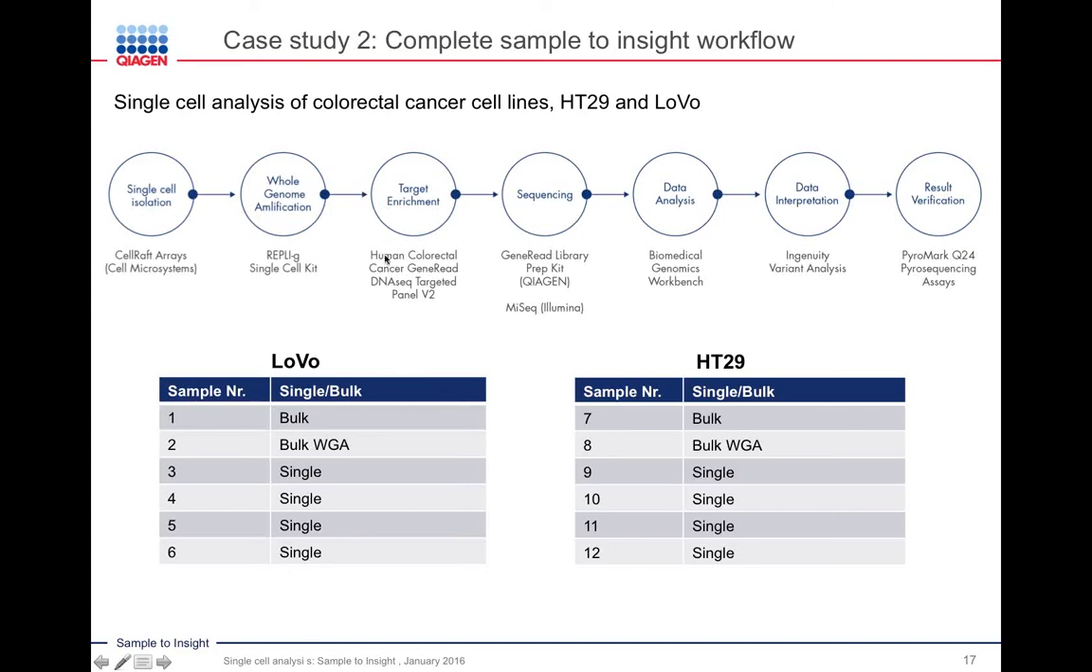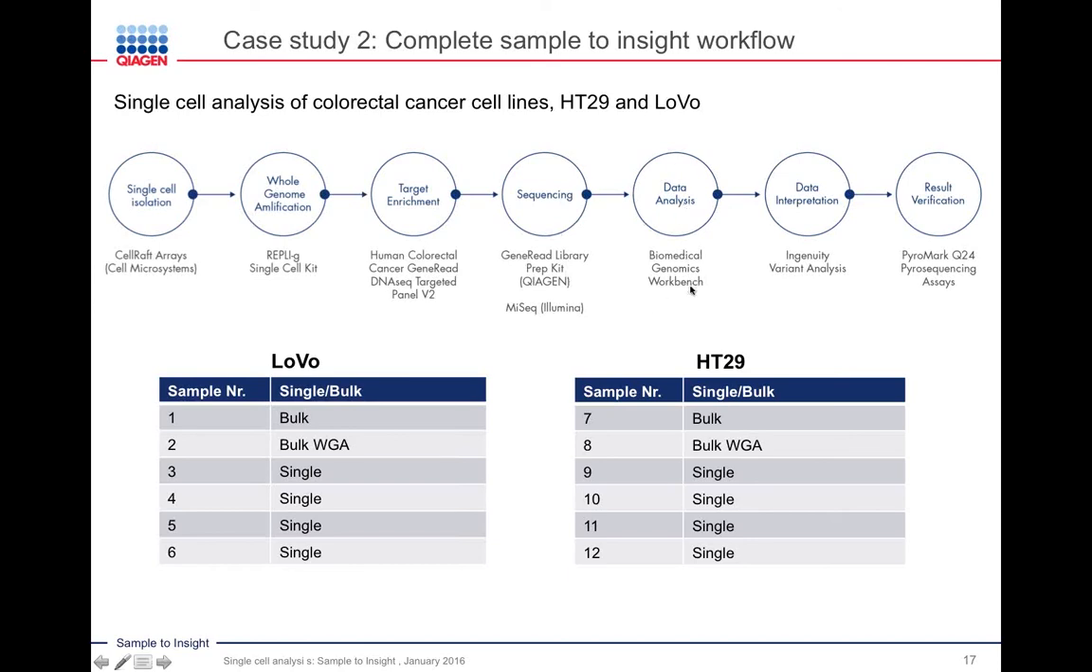And then we're doing target enrichment with the human colorectal cancer GeneRead DNAseq targeted panel V2. This is going to amplify 34 genes that were selected based on our understanding of carcinogenesis and colorectal cancer. And then we're going to do the library preparation and sequence on a MiSeq.